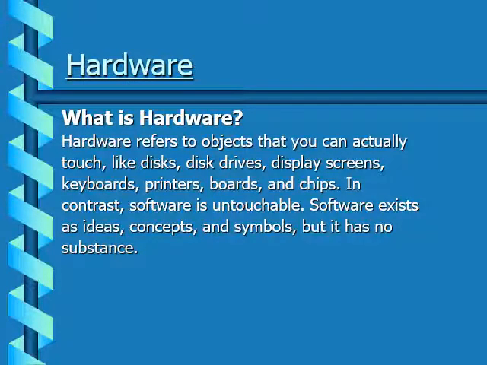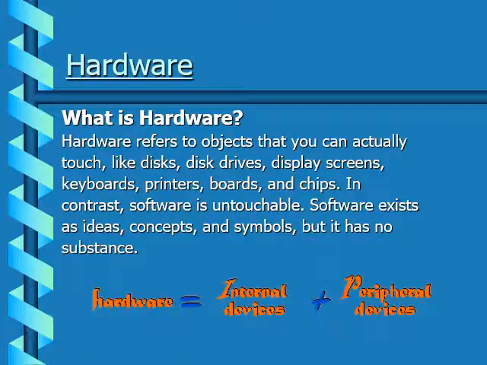So the hardware part, like I said, what is hardware? It refers to the objects that you can actually touch, like disks, drives, the display screens, the keyboards, the printers, the boards, the chips. In contrast, the software is untouchable, thus the brains. So software exists as ideas. We are giving a piece of hardware an idea, a concept, symbols. But it has no substance. We can't touch it. That's sorcery. All right, so hardware is the internal devices plus peripheral devices. Internal devices, we're going to talk about them: what's inside. Peripheral, what we attach to the computer.